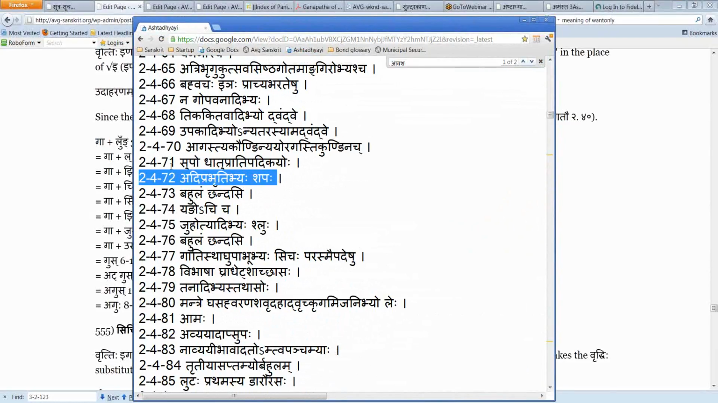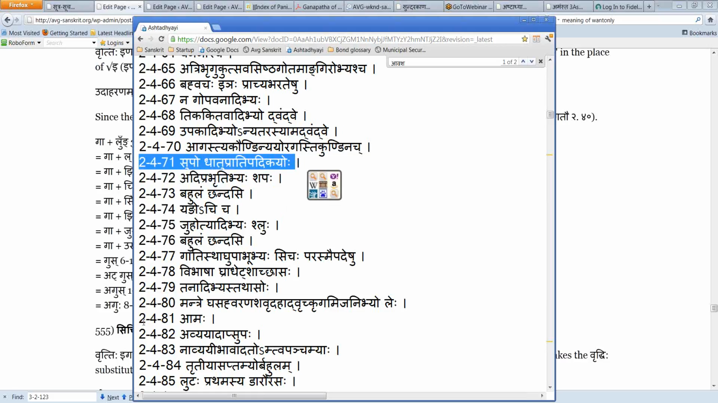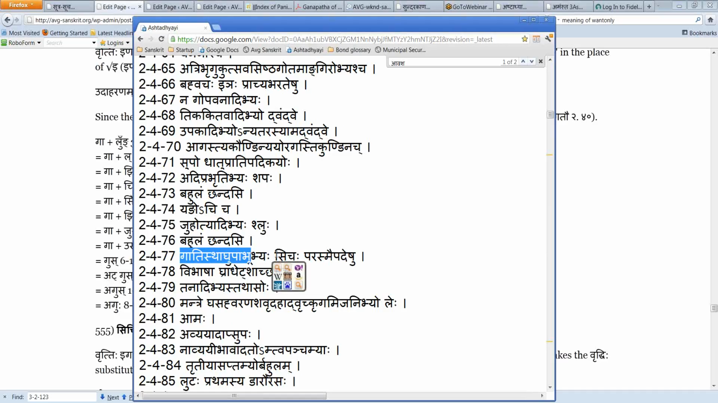Of course, we have used supo dhatupratipadikayoho, we have also used amaha, avyayad aupaha, and navyayibhavad ato'm tvapanchamyaha. We have used that, so we know what to expect. Basically what this is saying is gatisthagha pubhubhyaha sichaha parasmaipadeshu. So following one of these dhatus, the sich pratyaya takes the luk elision when a parasmaipada follows.